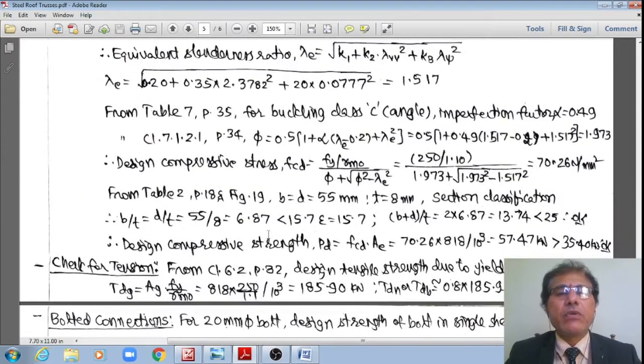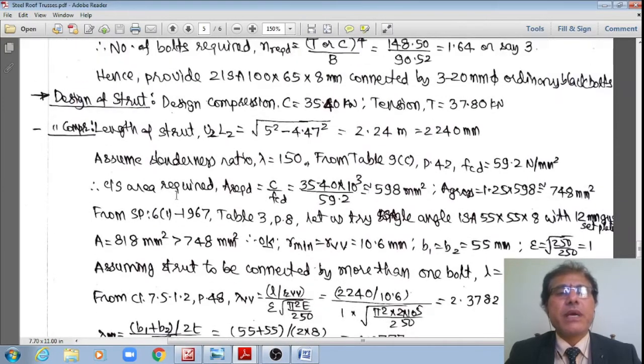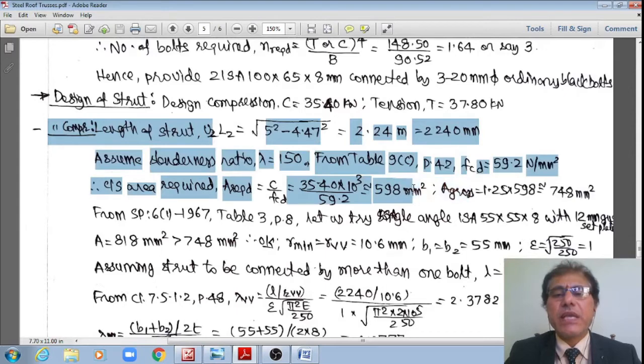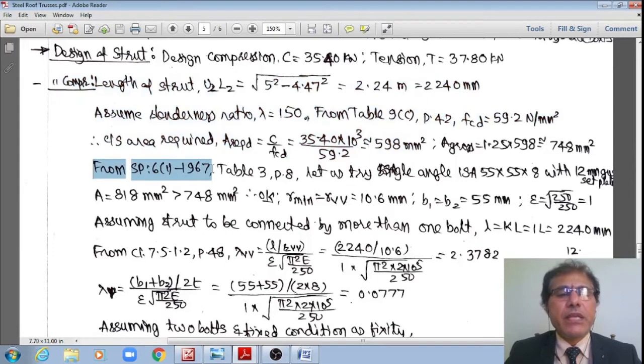Let me go to this table, student, right? Means I need to do another do loop. Therefore, design for compression, right? Assuming this ratio, I got this area. 19.95 divided by this fcd is equal to this much. Therefore I am assuming from this SP61 page number 8.